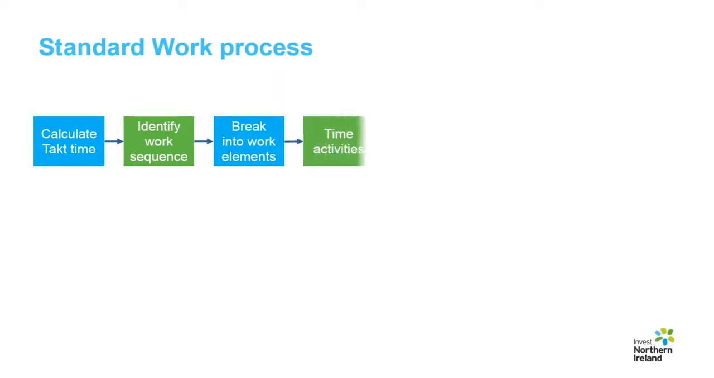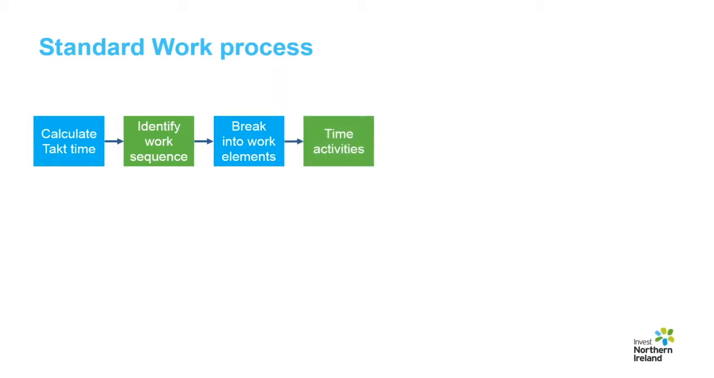There's a simple process to follow for developing standard work. First, calculate the takt time for your process, or the rate of customer demand for the product or service. Then identify what the sequence of work really is, based on discussions with those who actually do the work. Break this down into the different work elements or steps involved in completing the task.